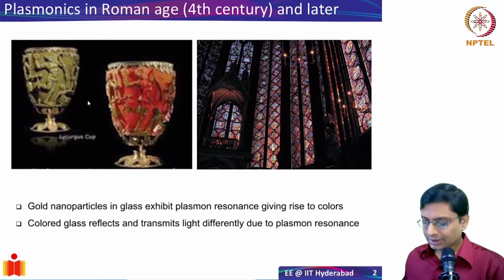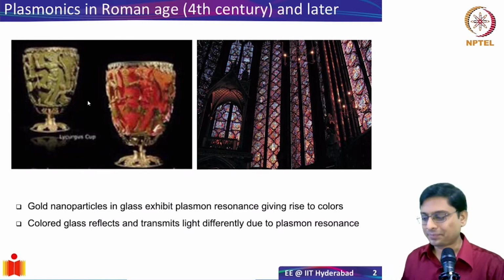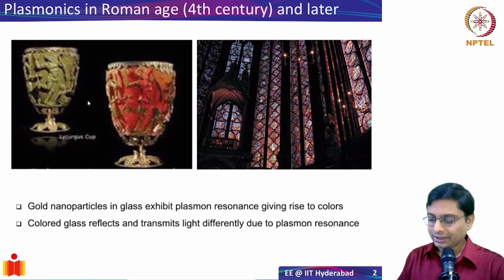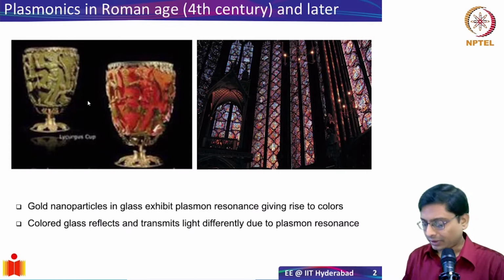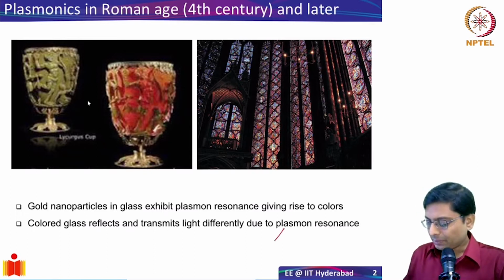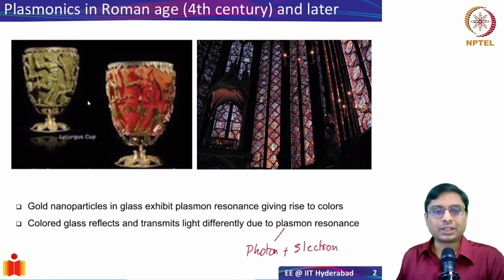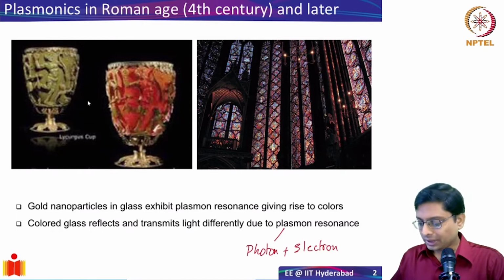Okay, what is a plasmon? Why is it a different name? A plasmon is essentially a quasi-particle, or rather a collective excitation, that occurs when a photon interacts with electrons in a material. So basically a plasmon can be thought of as a photon coupled to an electron. When such a coupling happens, we refer to it as a plasmon. And we will go deeper into this as we go along.